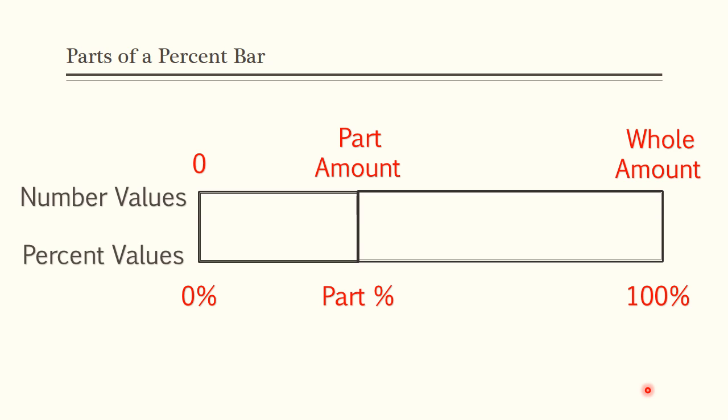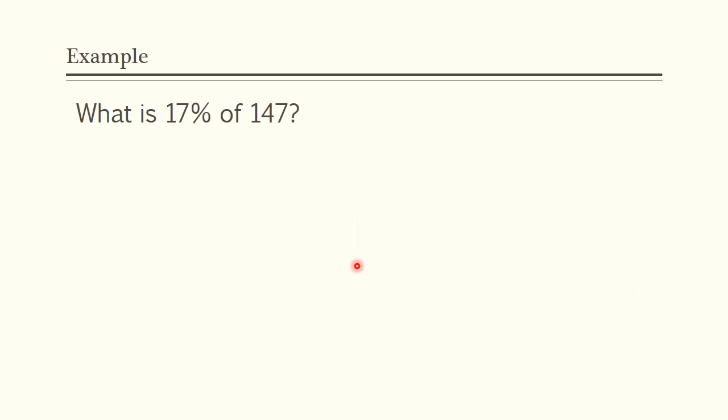What we're going to do is insert a break in our percent bar at the percentage that we're talking about. So with Latasha, we were talking about 8%, so we inserted a line at 8%, and we knew that the part amount was $1. So the part percent was 8, the part amount was 1. And then we used that to solve our proportion. Let's take a look at another example of how we'd use a percent bar.